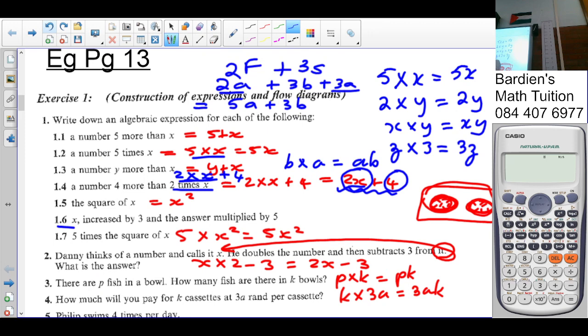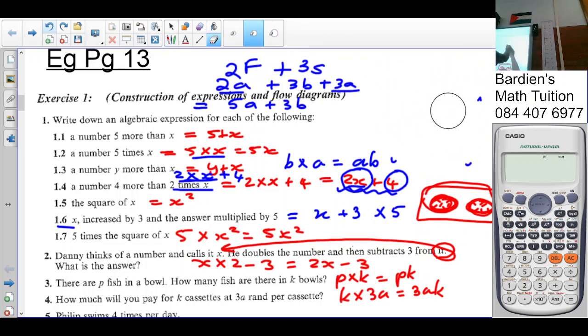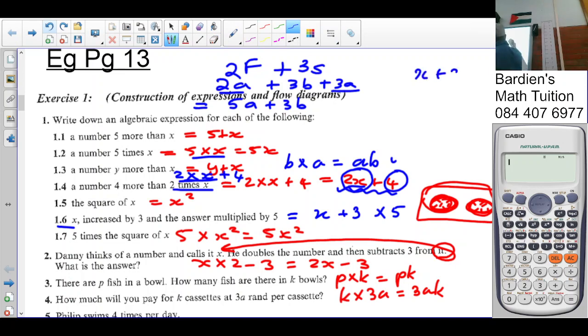if you've got x increased by 3, so what do I write here? x plus 3. The answer multiplied by 5. So what do I do? Times by? You all agree with that? No? Now, what did we say x was earlier on? 2. So if I use 2 here, you say, okay, let's use 2 here. So that is going to be x plus 3 times 5.